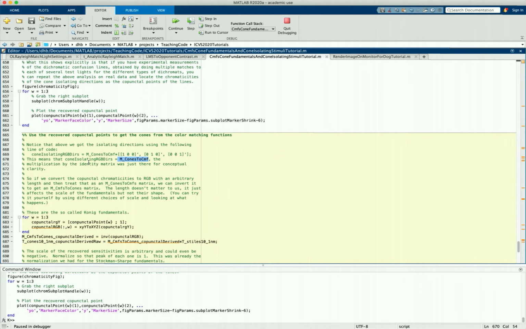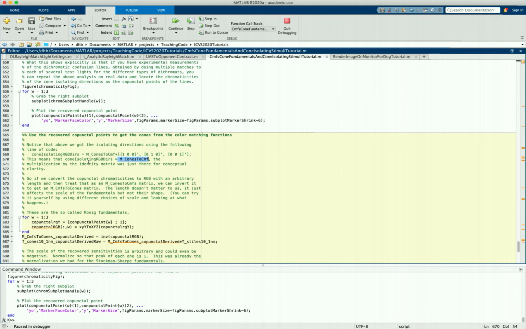Now we've just found the chromaticities of those directions, and so what we need to do is convert those chromaticities or promote them to RGB with some arbitrary length, because we don't know the length, and then just put them in the columns of the M cones to CMFs matrix, invert it to get a matrix that takes us from M CMFs to cones. Because we'll have to make up the length of each of those from the chromaticities of each of the RGB vectors for the cone isolating directions, we won't get the cone fundamentals normalized in any particular way, but that doesn't matter to us for most calculation. It affects the scale of the fundamentals, but not the shape.